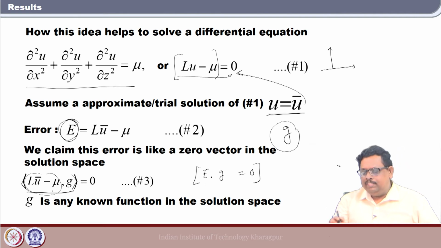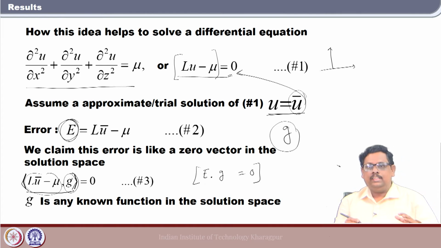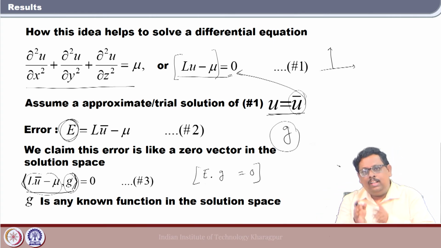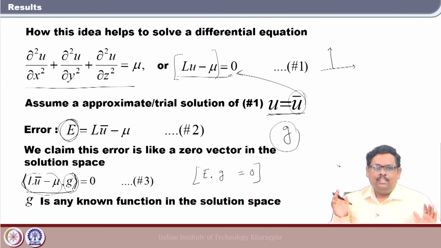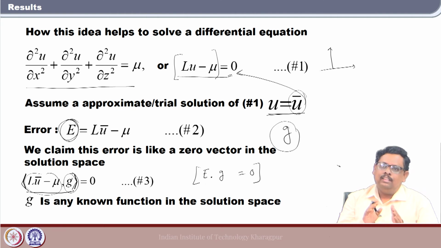I approximate a solution u, I try to calculate the error and then I multiply with some function g. We call this function a test function, and this test function could definitely be the solution of the problem, and therefore this should be orthogonal to the error function. So, this is how we approach the finite element, and that is the basic of the finite element.